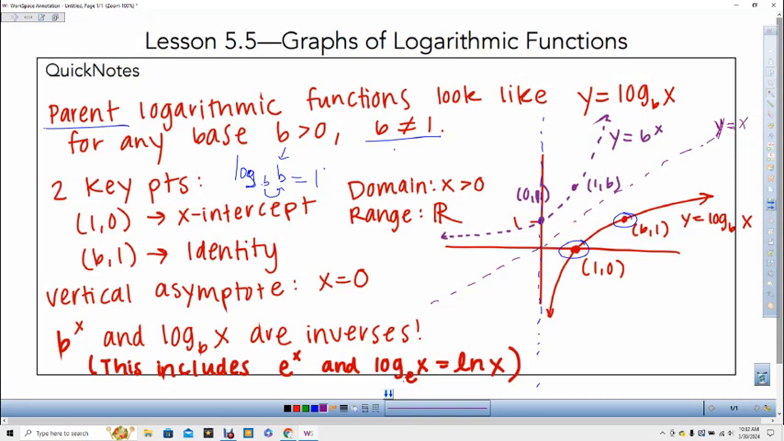All right, now, the fact that these are inverses includes all base logs and all based exponentials. So this includes e to the x and log base e of x, which is, of course, ln x. These two are inverses of each other as well.